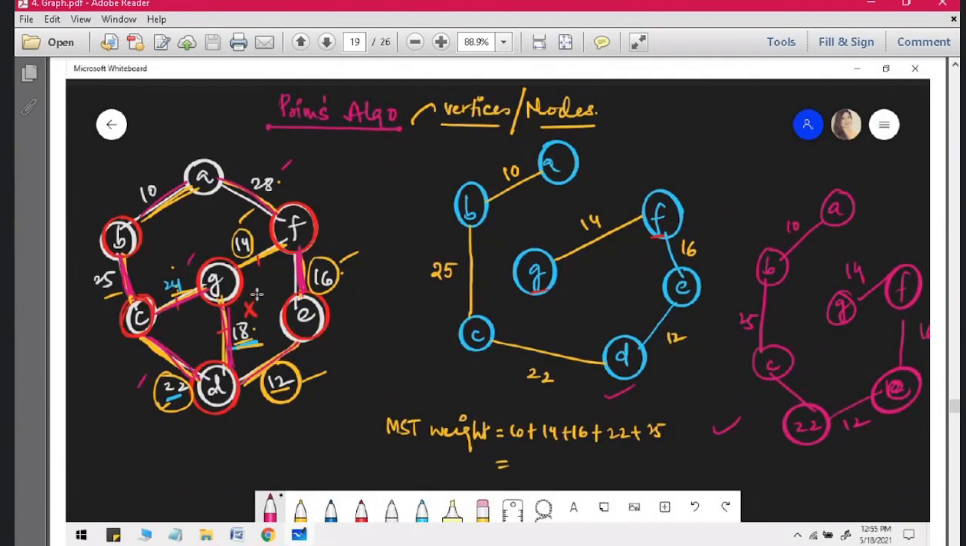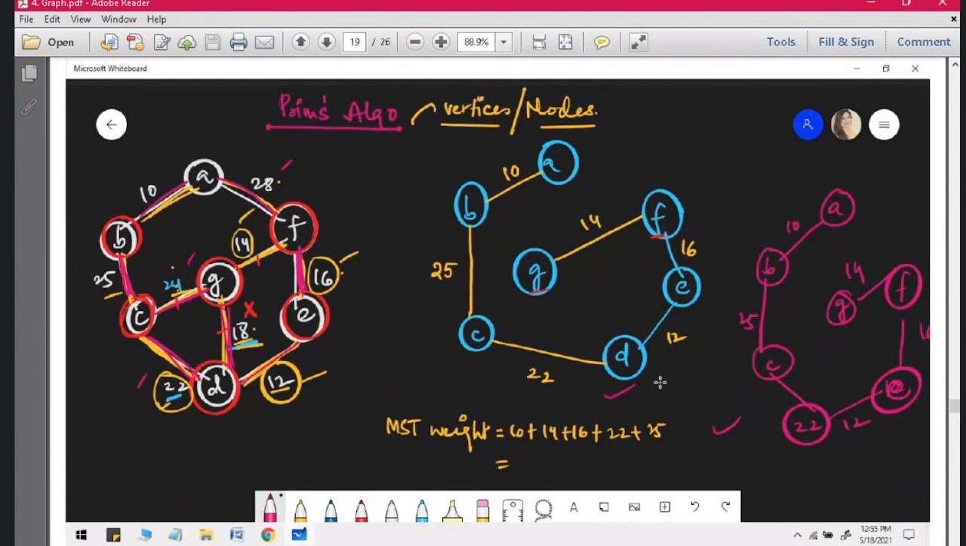Now coming to the remaining edges, if I take 24, I cannot connect because it will form a cycle. I cannot connect 18 because it will form a cycle. I cannot connect 28 because it will form a cycle. So this is the resultant spanning tree, and if you add the edges, the same result will be formed, and the result will be 86.